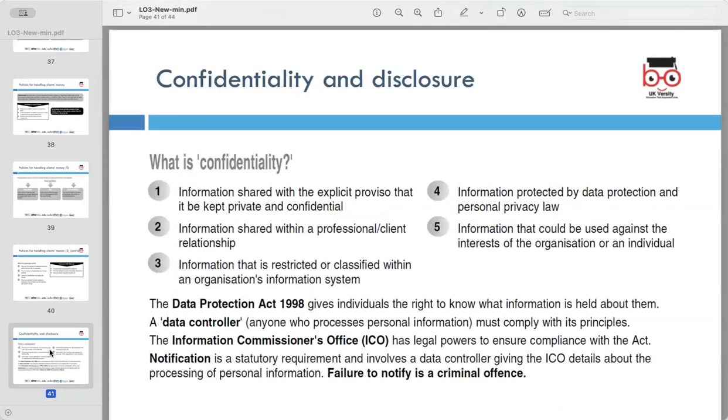Confidentiality and disclosure. Fundamental ethical principle. Confidentiality is a fundamental ethical principle that applies to information shared within the profession and client relationship, and is protected by law such as the Data Protection Act 1998.